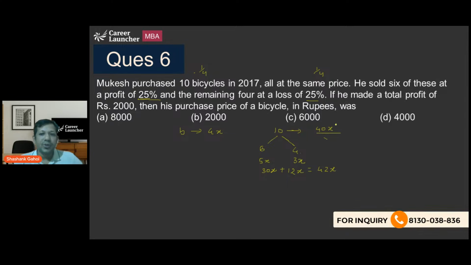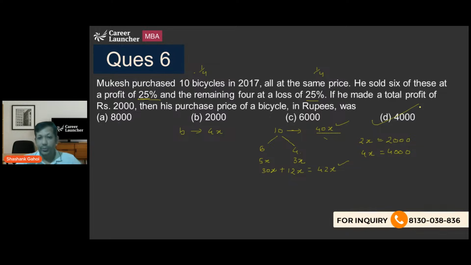His total cost was what? 40x. His total sale is what? 42x. What is the profit amount? 2x. 2x is given to us as 2000. So what is the value of 4x? That comes out to be 4000. So what is the answer to this question? Option D.